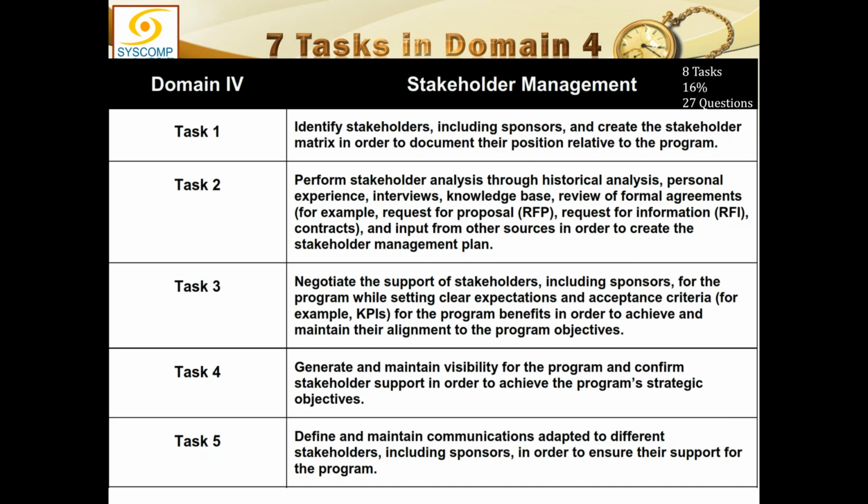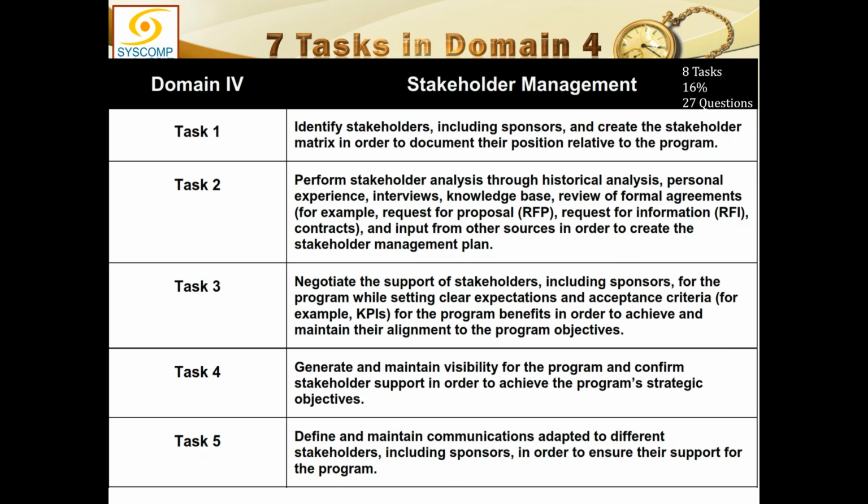Task 4 is to generate and maintain visibility. Now we are actually doing the work of the program and we want the stakeholders to be kept abreast through communication naturally. So we are going to make things visible to them. So generate and maintain visibility for the program and confirm stakeholder support in order to achieve the program's strategic objectives.